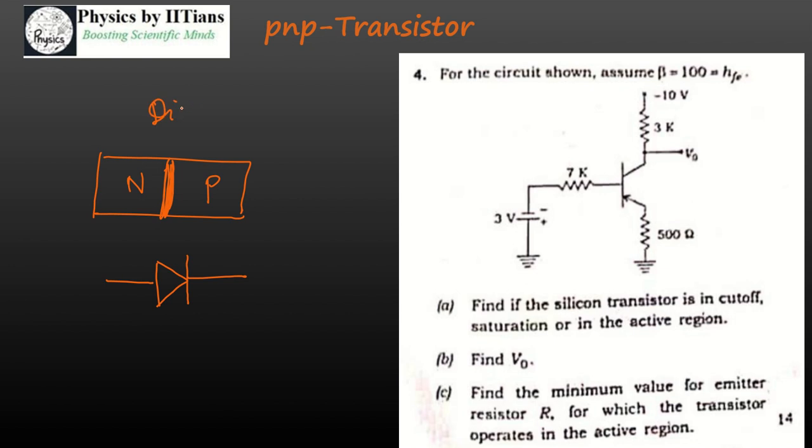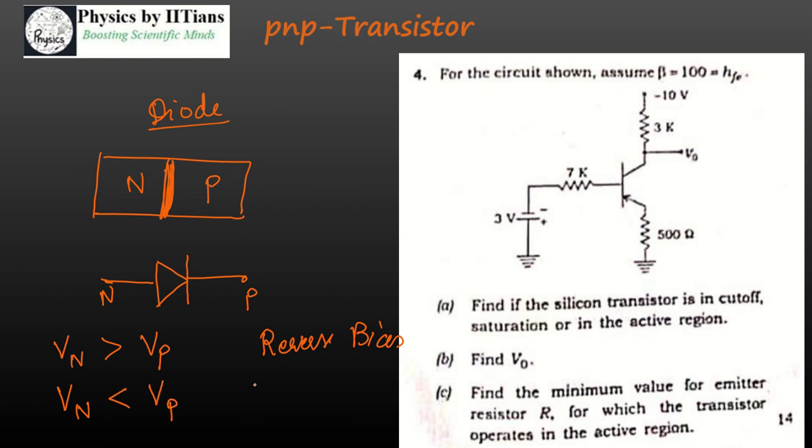We are actually trying to understand the meaning of forward bias and reverse bias. So for this diode, this particular side is called the N and this is our P. If the potential across the N semiconductor is more than the potential across the P semiconductor, then we will call that the diode is reverse biased. Similarly, if the potential across the n-type semiconductor is less than the potential across the p-type semiconductor, we will call it a forward bias.